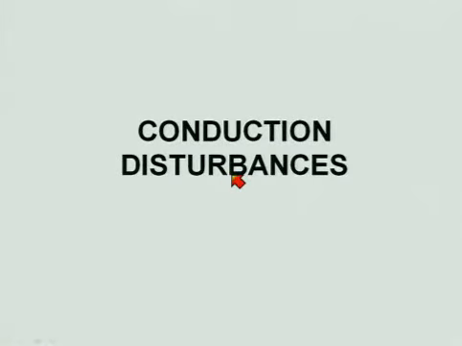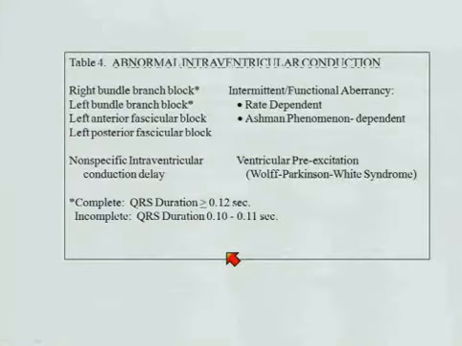All right, let's move then into conduction disturbances. And this just lists the ones, right and left bundle and the fascicular blocks, nonspecific intraventricular conduction delay. And then after we say a few words about these, we want to talk about functional aberrancy, the two important mechanisms, both acceleration dependent and the Ashman phenomena. And then finally, we want to talk about ventricular pre-excitation.